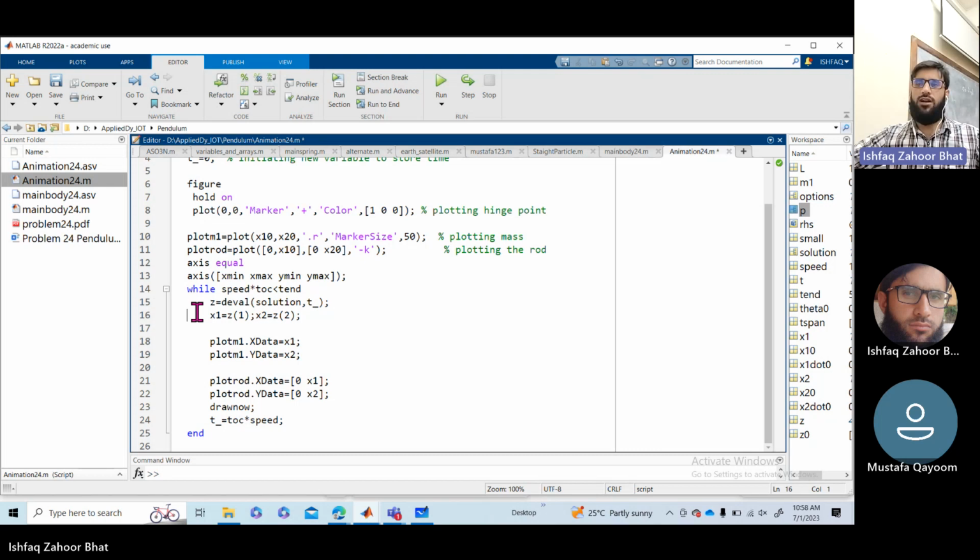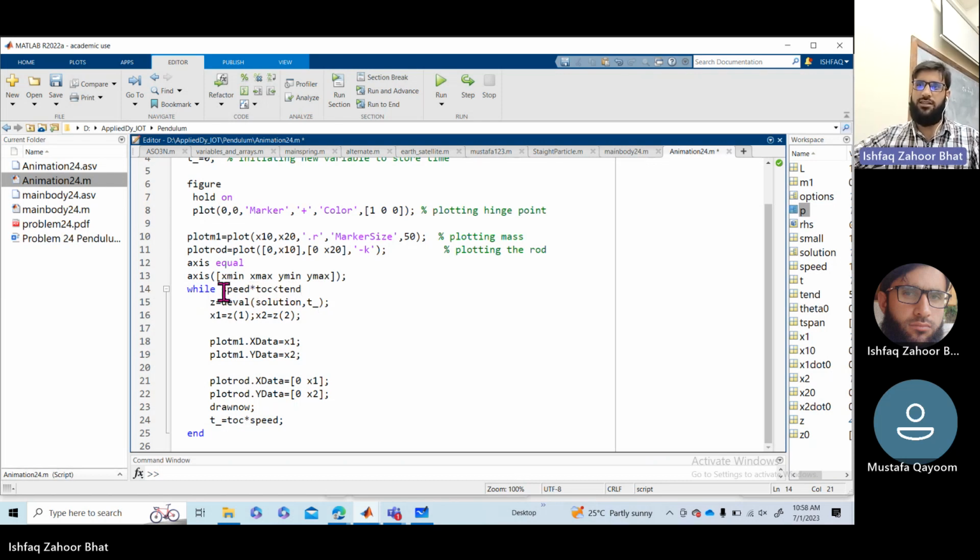What a while loop does is that we don't need to do the task each time. It will repeat this task until some condition is met. So this loop will keep on going until this condition fails. When this fails, it will stop running.